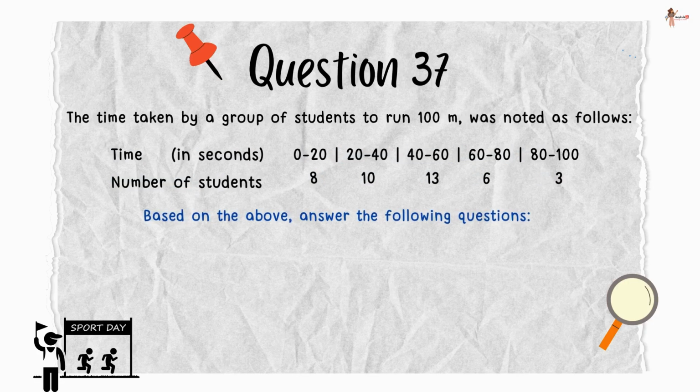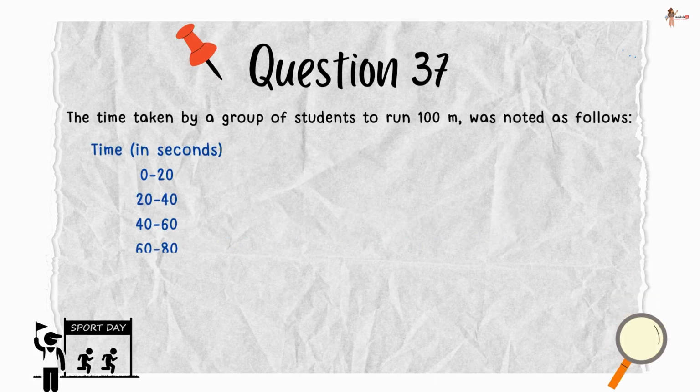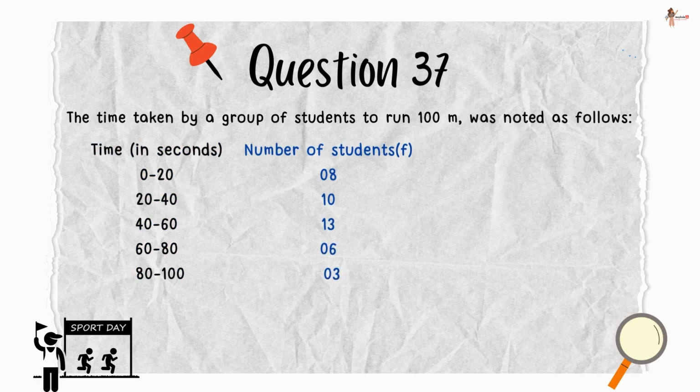Based on the above, answer the following questions. First is, what is the median class of the given data? This is the time and the number of students, that is frequency, which is given. This would be the cumulative frequency which we calculated.